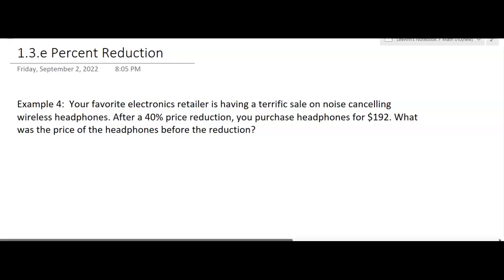Okay. Your favorite electronics retailer is having a terrific sale on noise-canceling wireless headphones. After a 40% price reduction, you purchase headphones for $192. What was the price of the headphones before the reduction? So what we want to know is the original price.